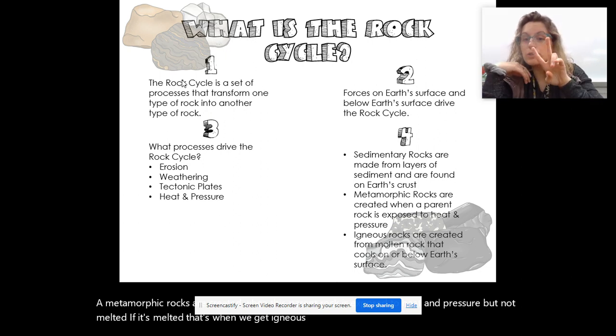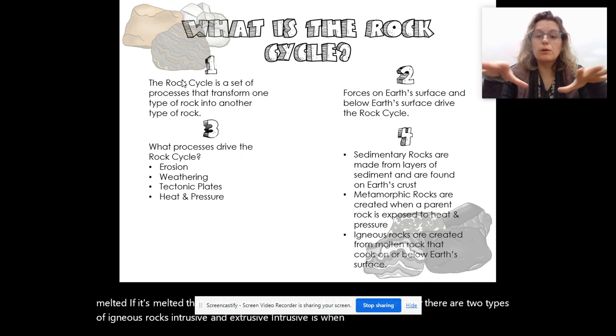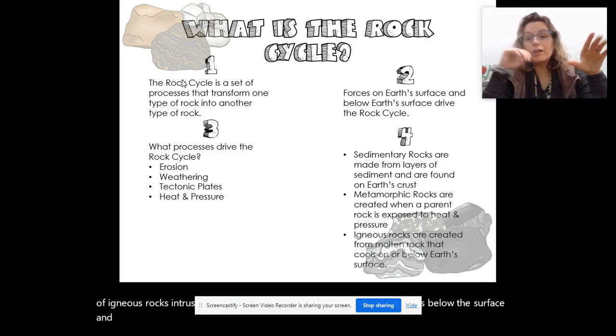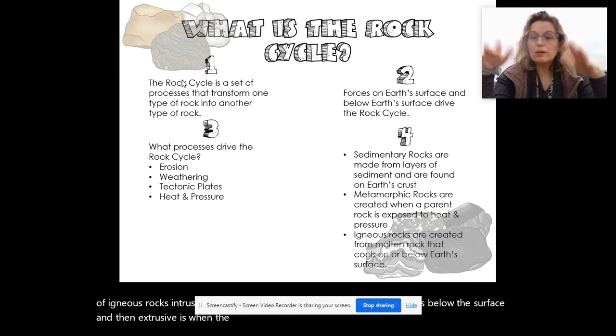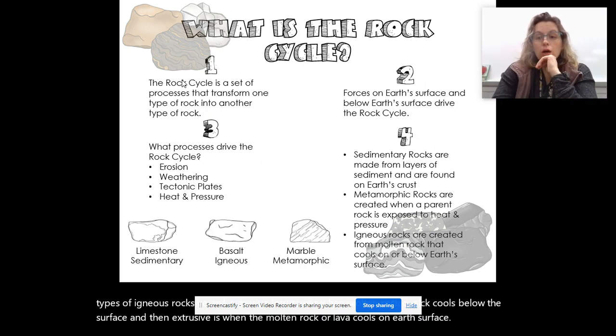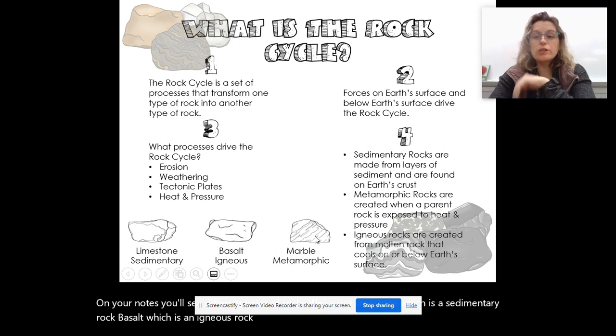And now remember, there are two types of igneous rocks, intrusive and extrusive. Intrusive is when molten rock cools below the surface. And then extrusive is when the molten rock or lava cools on Earth's surface. On your notes, you'll see different types of rocks. We've got limestone, which is a sedimentary rock, basalt, which is an igneous rock, and marble, which is metamorphic.